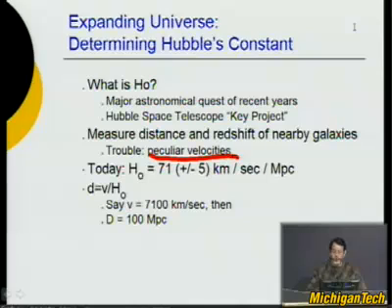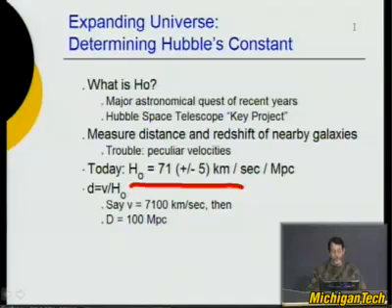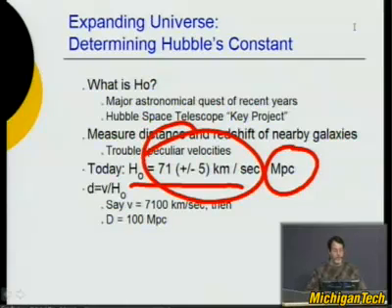But through increasingly better telescopes, increasingly greater data and data analysis techniques, we've now determined that the expansion rate is 71 plus or minus 5 kilometers per second per megaparsec. So if something is 1 megaparsec away, it would be traveling on the average of 71 kilometers per second away from us. That's how that works.